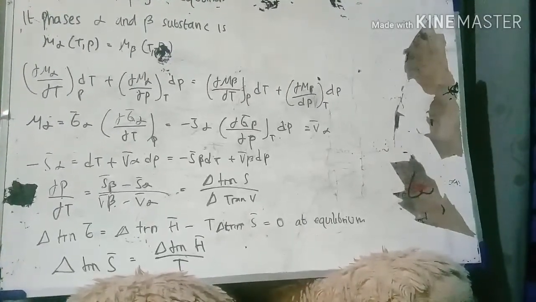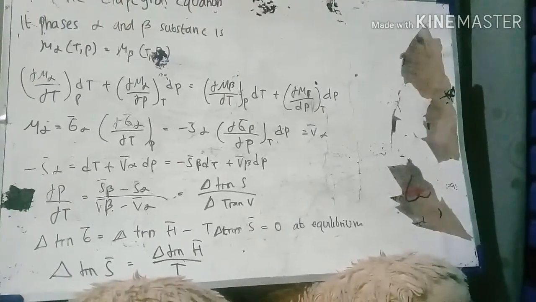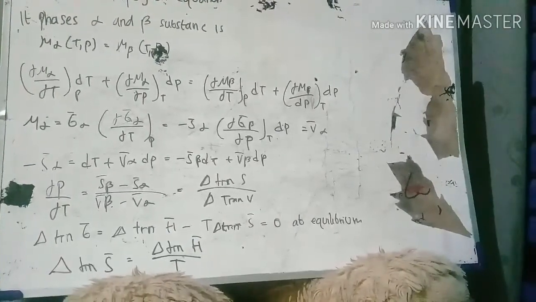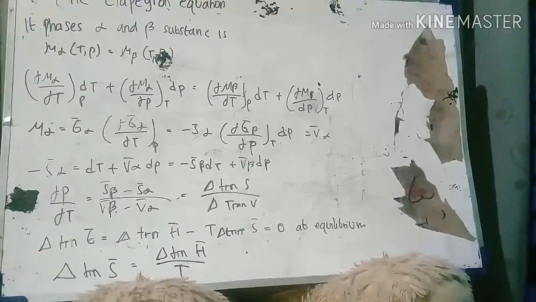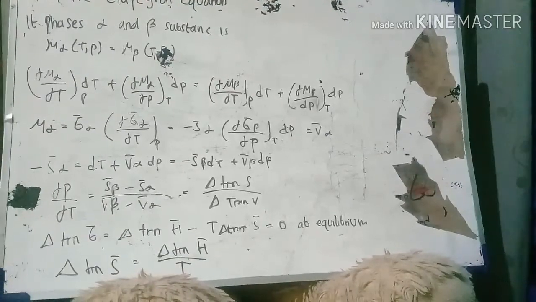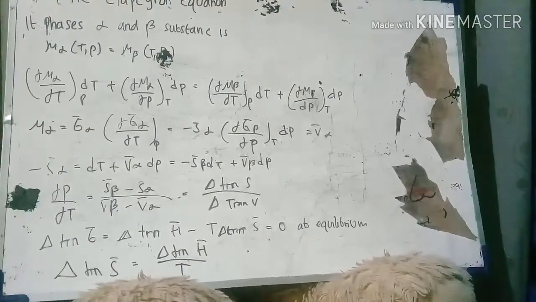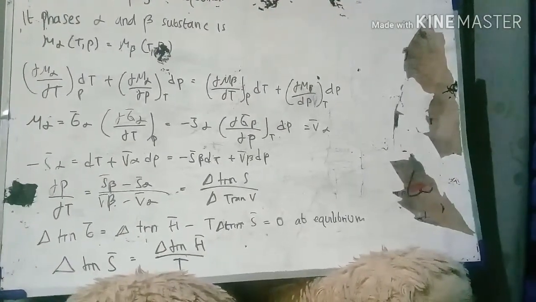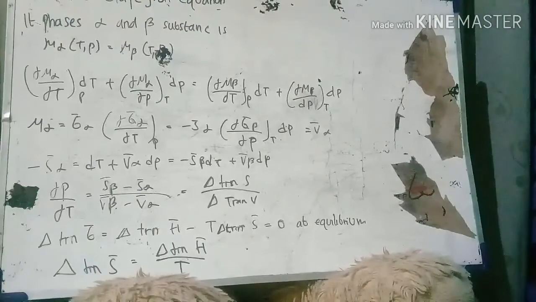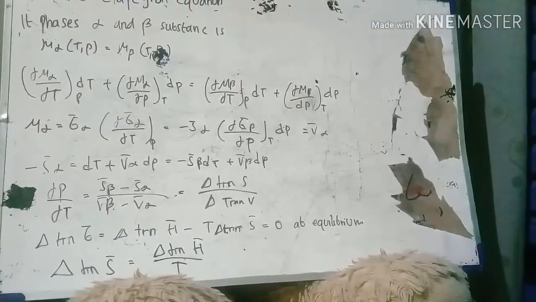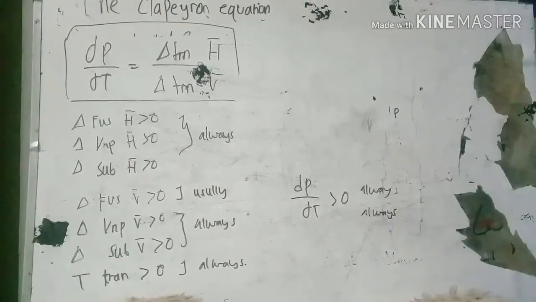dP/dT equals (S beta minus S alpha) per (V beta minus V alpha), which equals delta trans S per delta trans V. Delta trans G equals delta trans H minus T delta trans S, which equals 0 at equilibrium. So delta trans S equals delta trans H per T, and dP/dT equals delta trans H per T delta trans V.